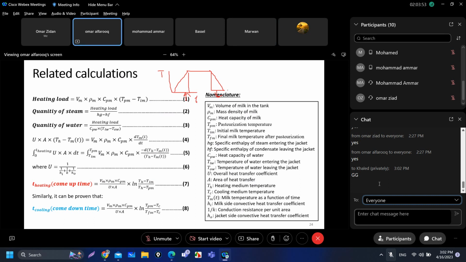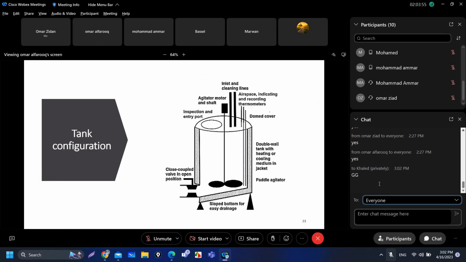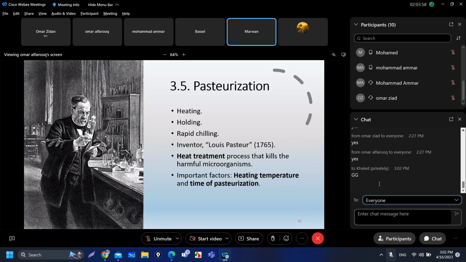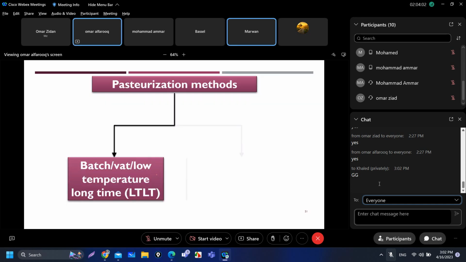Heating, holding, and cooling. Remember, heating, holding, and rapid chilling or rapid cooling.